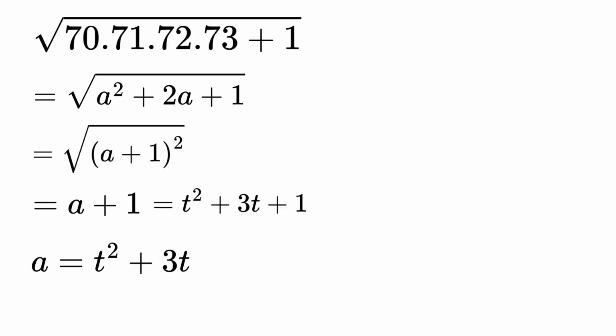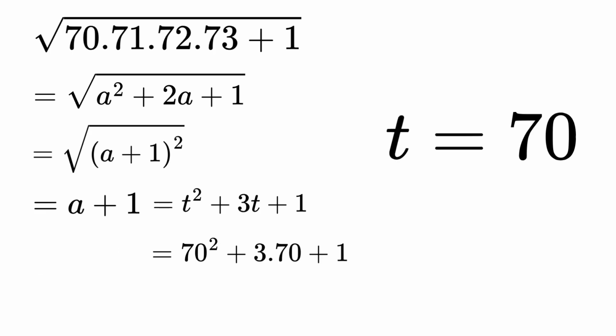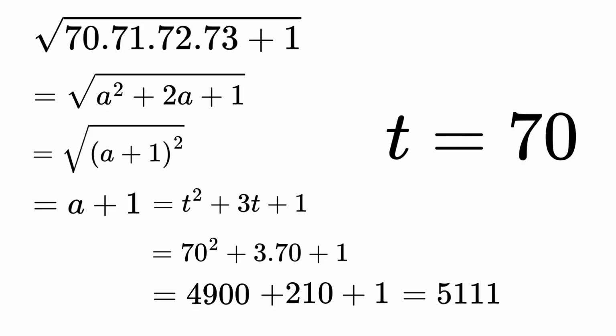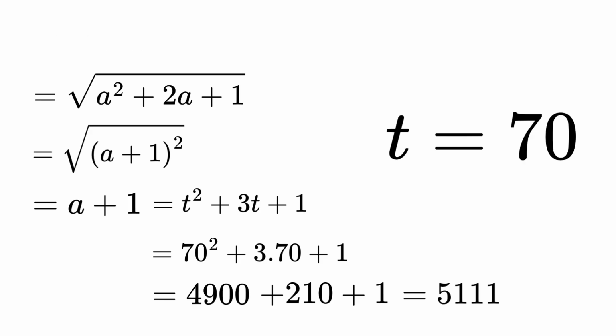Now plug in the value of t as 70. So t squared is 4,900. And 3 times t is 210. Add one more and you get 5,111. That was super duper cool. So good.